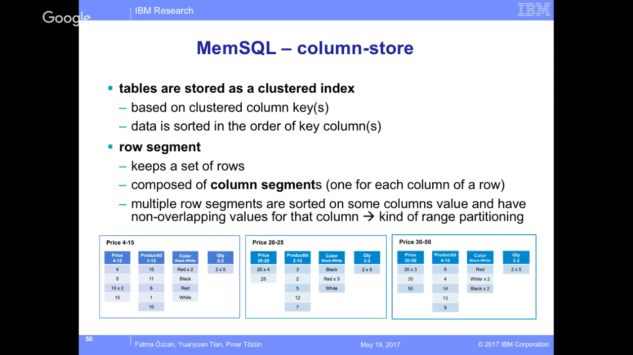In this picture, each of these rectangles is called a row segment. It basically keeps rows in a kind of PAX format: you have all the columns for that row in that row segment, but things are kept columnar within it. Different row segments keep different data ranges, so they do not overlap, but in the background you have a merge process like you would have in a log-structured merge tree architecture.